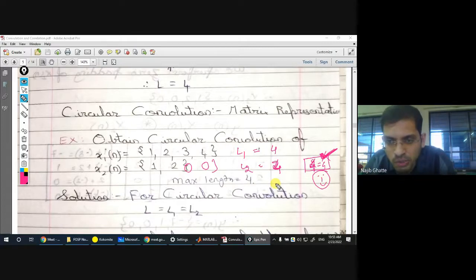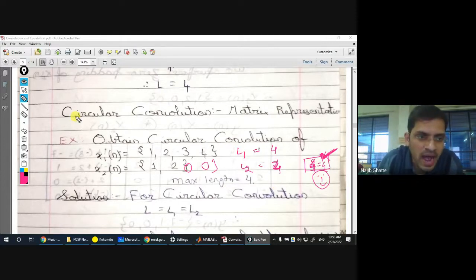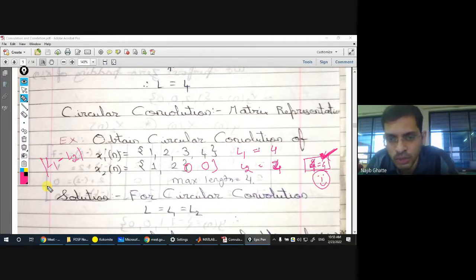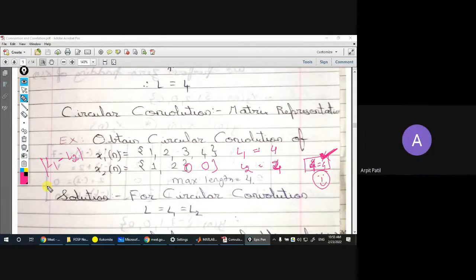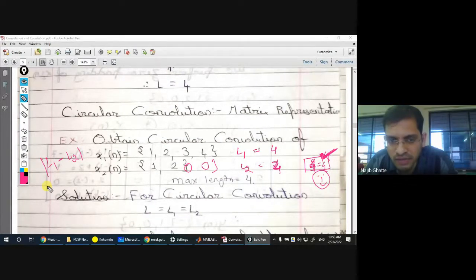How many zeros I'm supposed to append? I am supposed to append total L1 minus L2, mod of that. Sir, why is it so? Example, x1 value is 5, x2 value is 3. How many zeros? 2. 5 minus 3. Fine. x1 is 7, x2 is 10. How many? 3. 7 minus 10 is minus 3 and mod of minus 3 is 3, so you need to append 3 zeros to the smaller one.